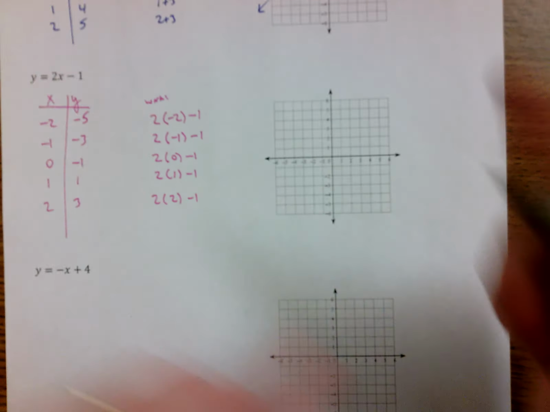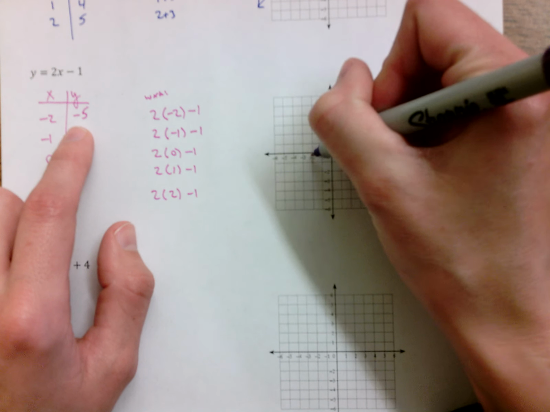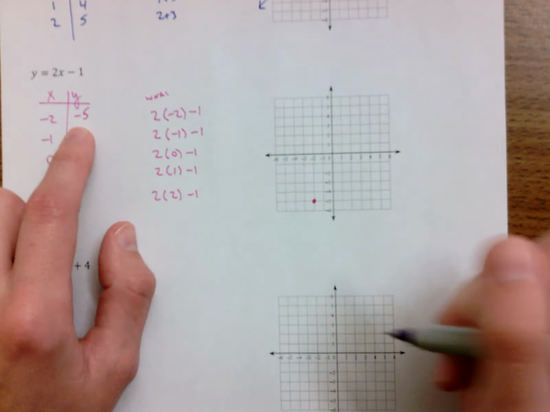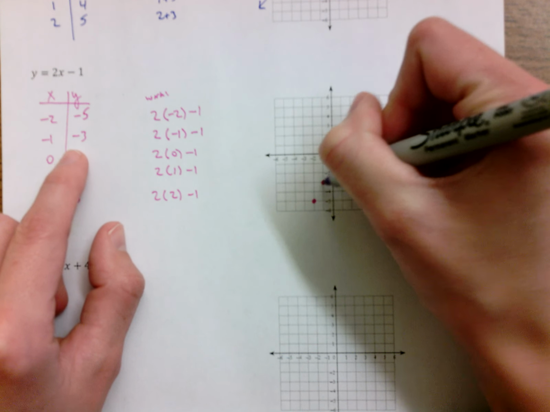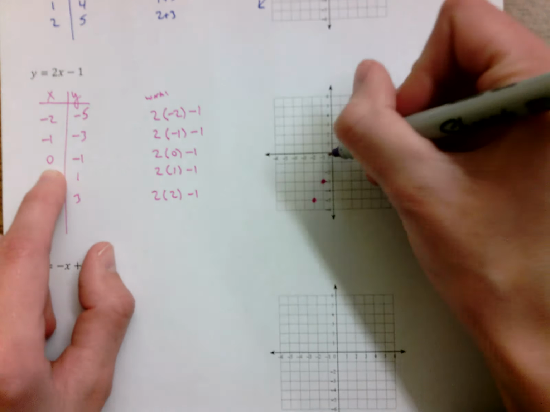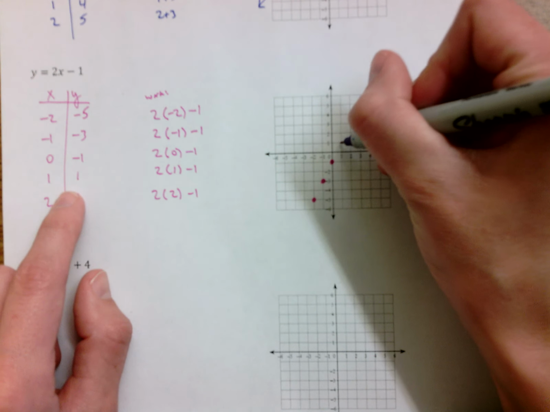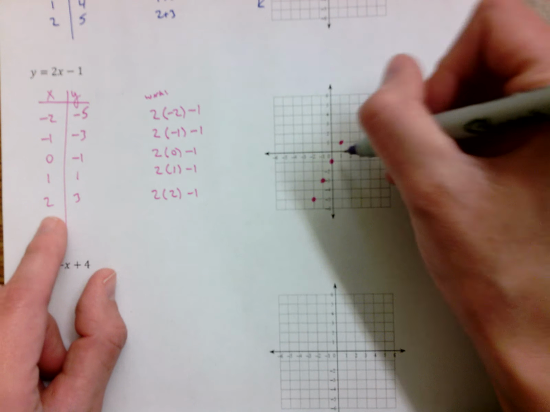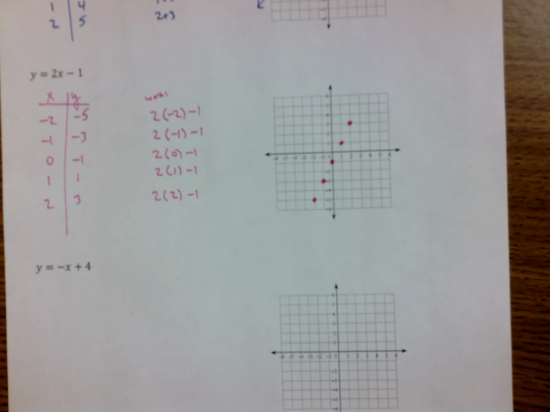All right, great. So now let's plot these points. So -2, -5. Run to -2, jump to -5. Next one, run to -1, jump to -3. Run to 0, jump to -1. Run to 1, jump to 1. And then run to 2, jump to 3. So there's where all those points are.